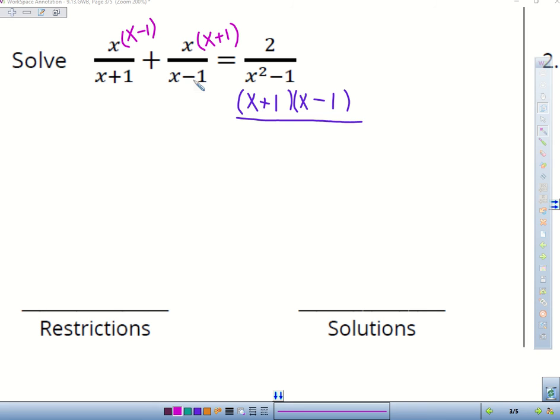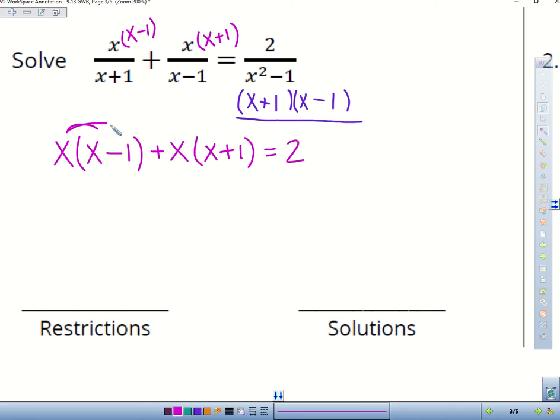So basically you're going to multiply it by the factors that are missing for each one. And this one isn't missing either one, so we don't have to multiply it by anything. Then you're just going to set the numerators equal to each other. So the first one is going to be x times x minus 1 plus x times x plus 1 equals 2. Now you're just going to solve it like any other algebraic equation. We're going to start by using the distributive property. That's going to give me x squared minus x plus x squared plus x is equal to 2.